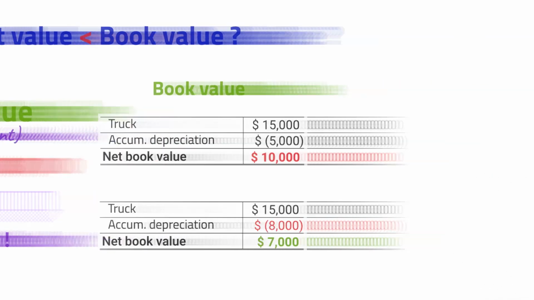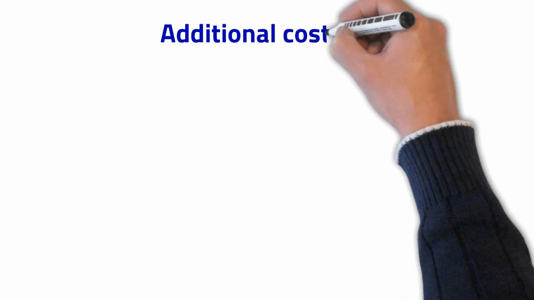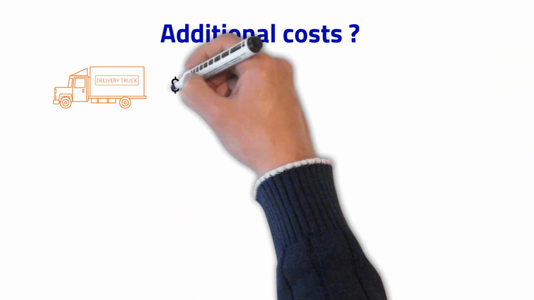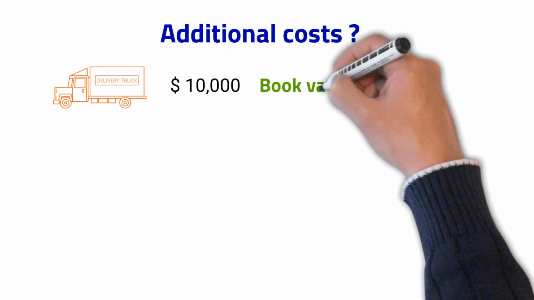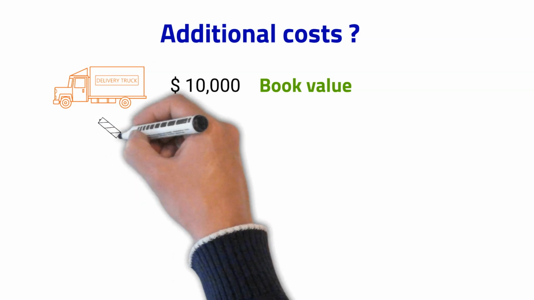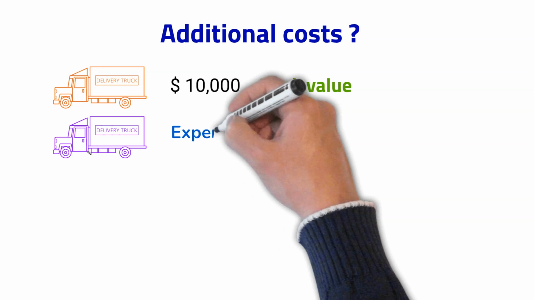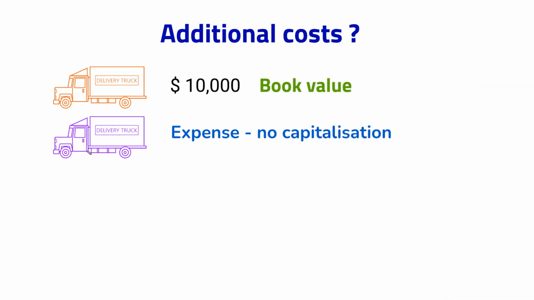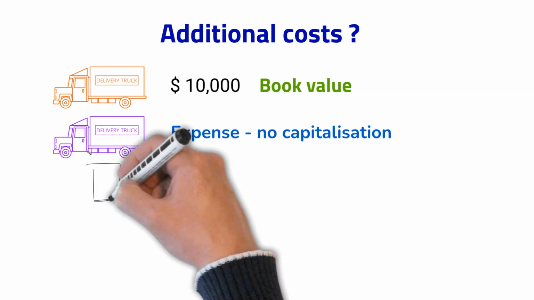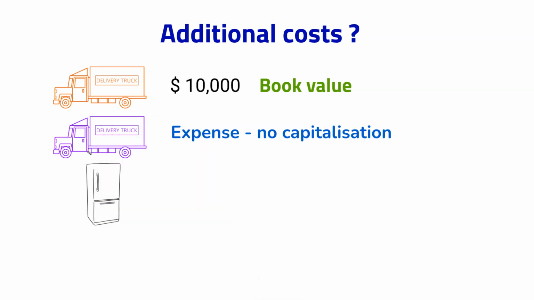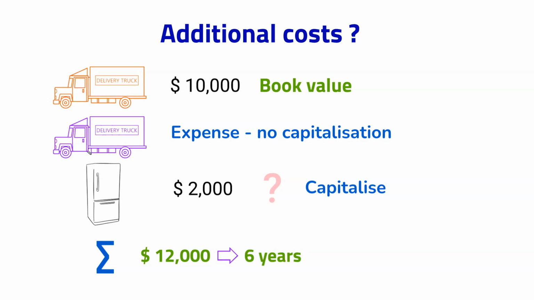And what happens with the costs you incurred additionally during the life of your asset? Here you have two options. For routine maintenance, you expense them. They just keep your asset running, like repainting your truck or exchanging oil in the engine. But for major upgrades that extend life or capacity, you add it to carrying amount and redepreciate over new life. For example, install a refrigeration unit in the truck for 2,000 and capitalize it, and then recalculate depreciation on the new total.